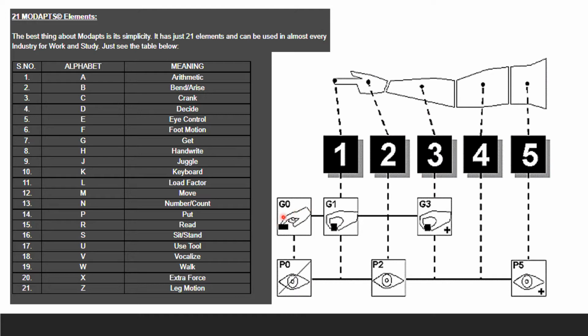When you look at the code, you're going to see G0, and then G1, then G3. This is just touching or contact. Nothing here means you start to grab. So here everything goes from A all the way to Z. When you look at G, you go back to the table and you'll see that's the get motion. When you look at P, you'll see that's the put motion. And the number is telling you which part of your hand this motion is using.